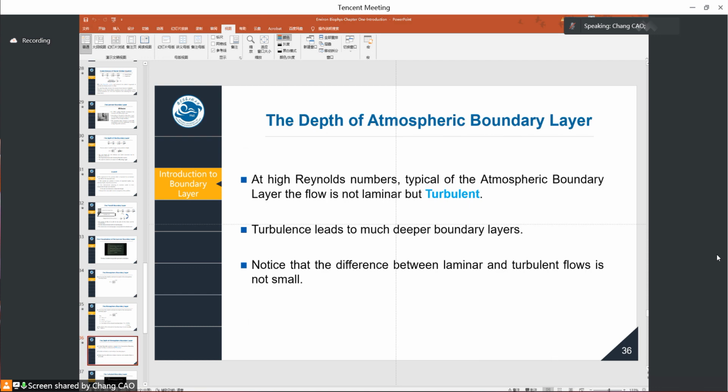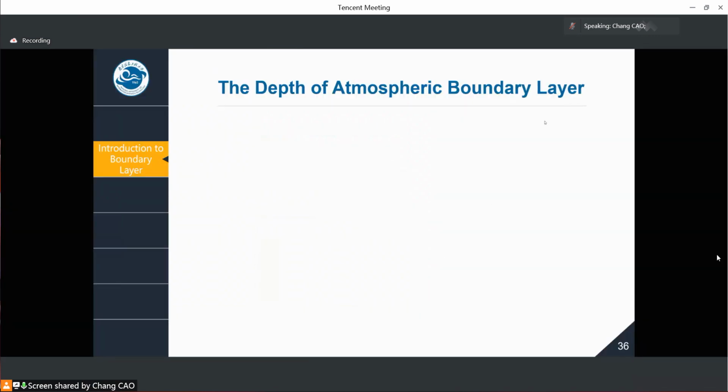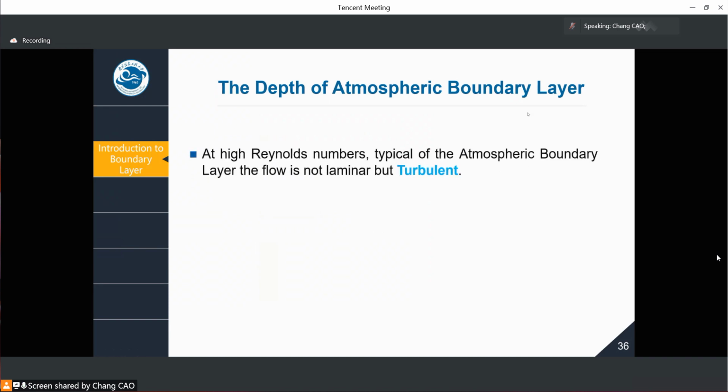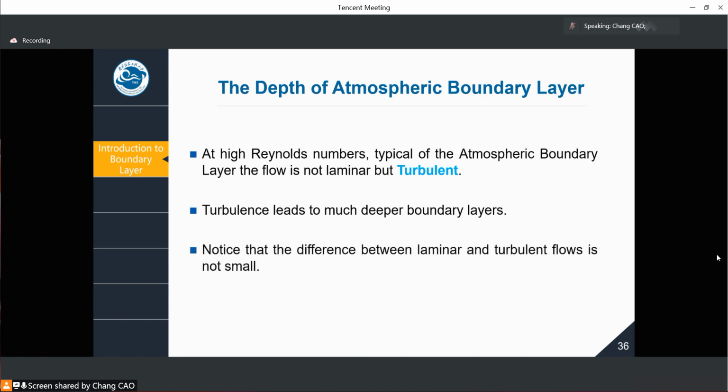So until now, people began to know that the boundary layer flow is not laminar, but should be turbulent. And turbulence leads to much deeper boundary layers. That's why the atmospheric boundary layer usually has a height of 1 kilometer. That's the reason, okay? And the difference between laminar and turbulent flow is not small. So that's the logic here.